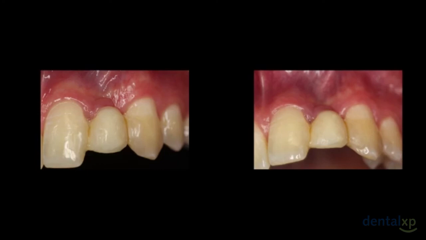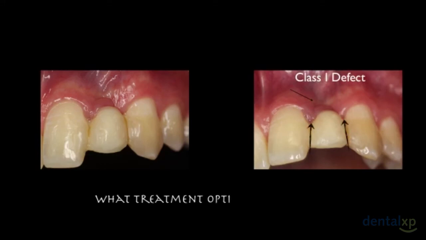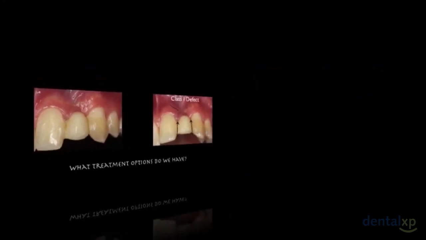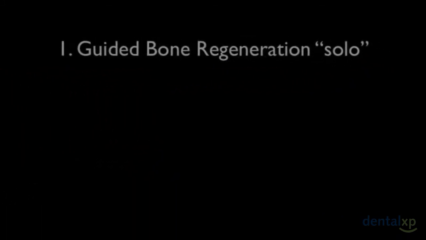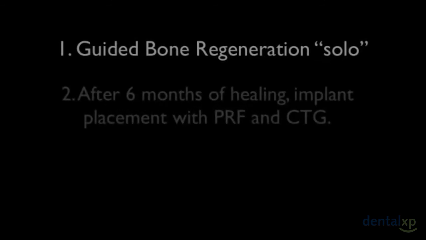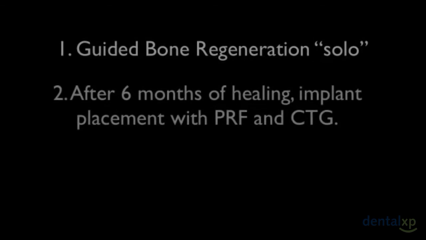So what can we do to have Marco in the ideal scenario? I think what we can do is certainly 3 options of treatment. The first one is we can do a guided bone regeneration by itself, per se. We can do a guided bone regeneration with implant placement, or we can just go for the option of the tooth supported restoration.